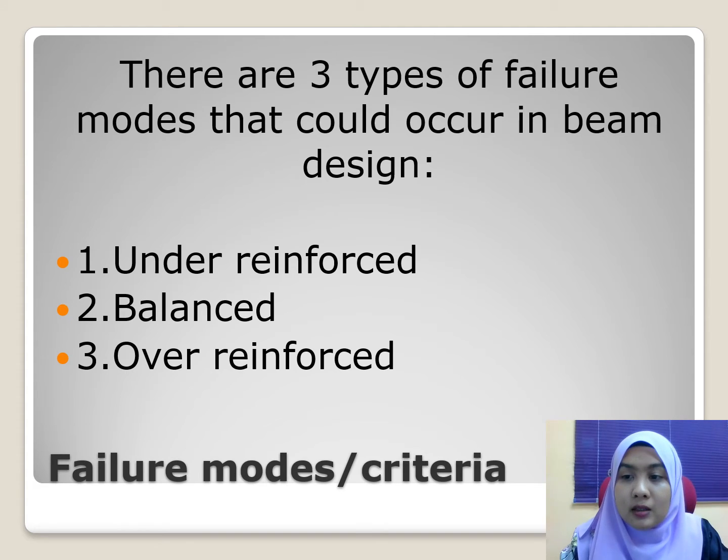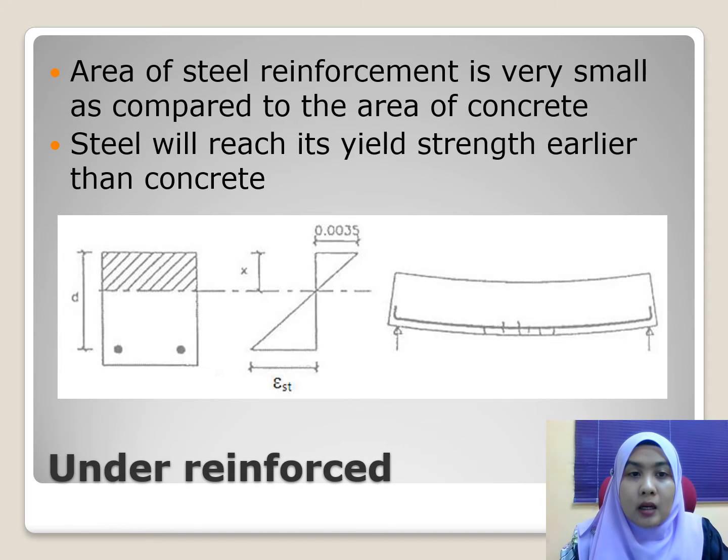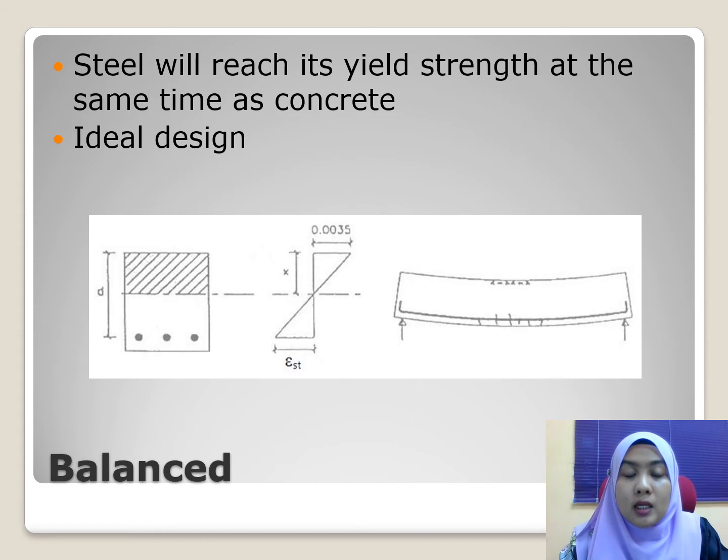So what does under-reinforced mean? For under-reinforced, it means that the area of steel reinforcement that we provide to cater for the tension is relatively very small compared to the area of concrete. So the steel will reach its yield strength, or the steel will fail, first compared to the concrete. When we apply load, it will have a small crack at the bottom of our member, for example a beam.